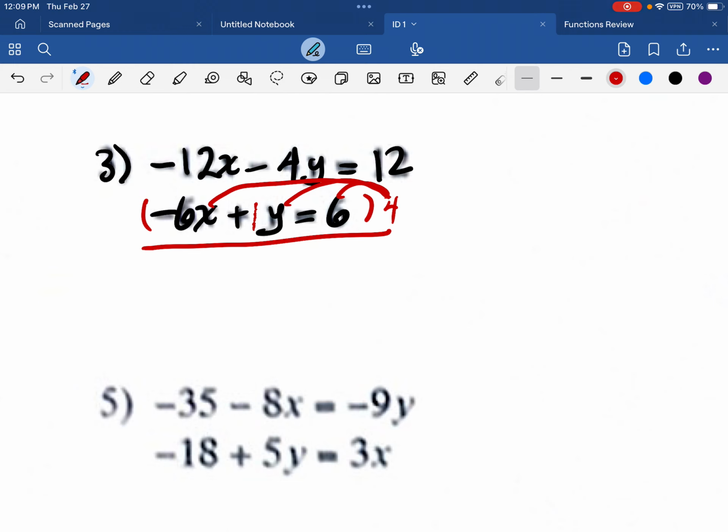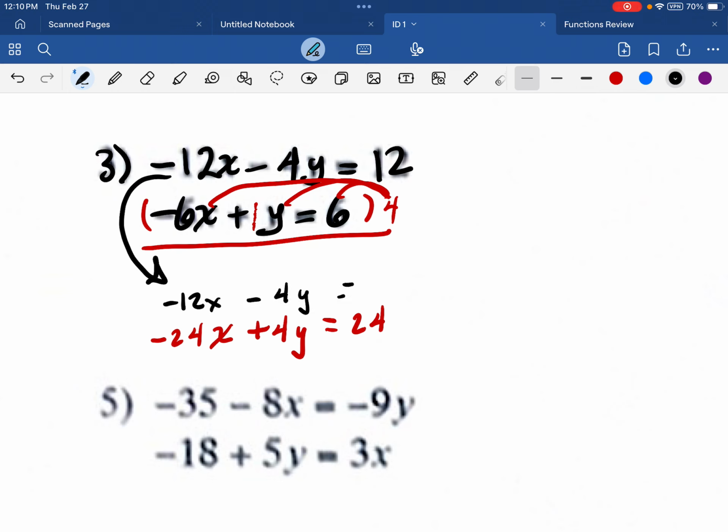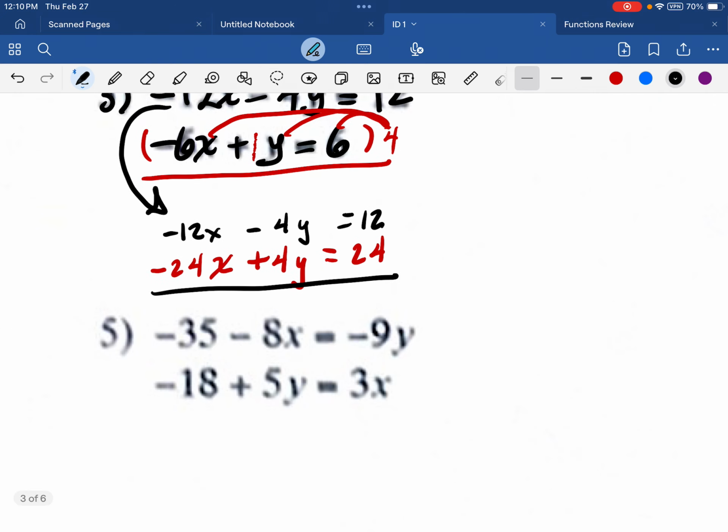So I've got negative 6 times 4, which will give me negative 24 x's. Then I've got 4 times 1, which will give me positive 4 y's. And then equals 4 times positive 6, that's going to give me 24. Okie dokie. Alrighty, let me just rewrite this top equation here. So I've got negative 12x minus 4y equals 12. Let's add these together and see if anything cancels now.